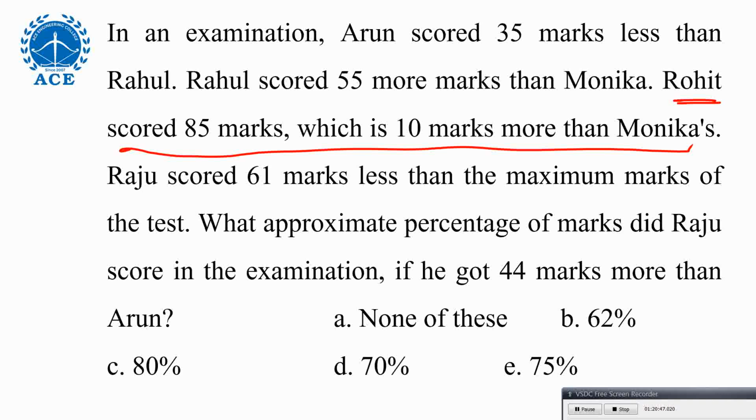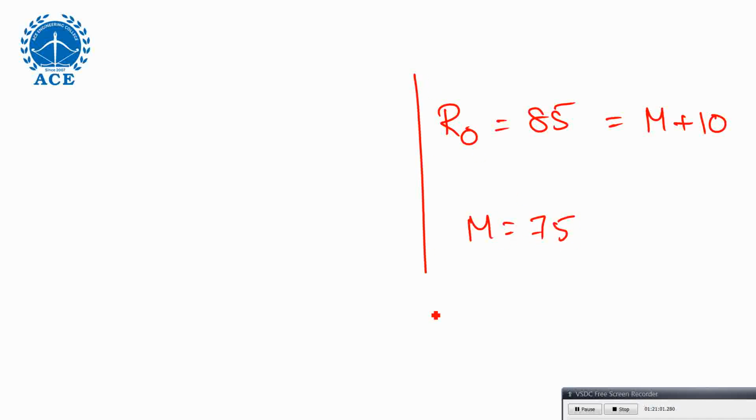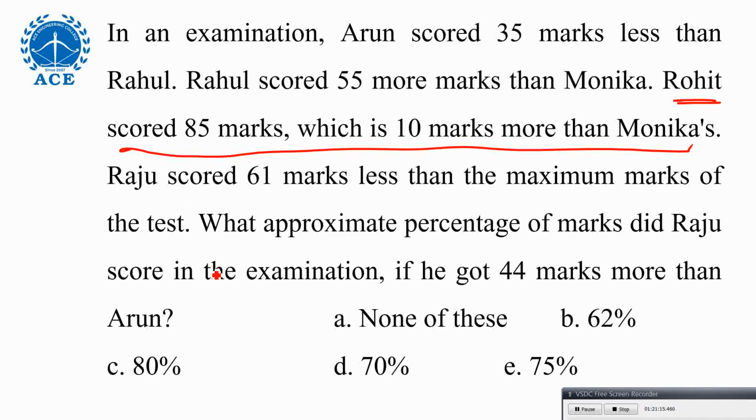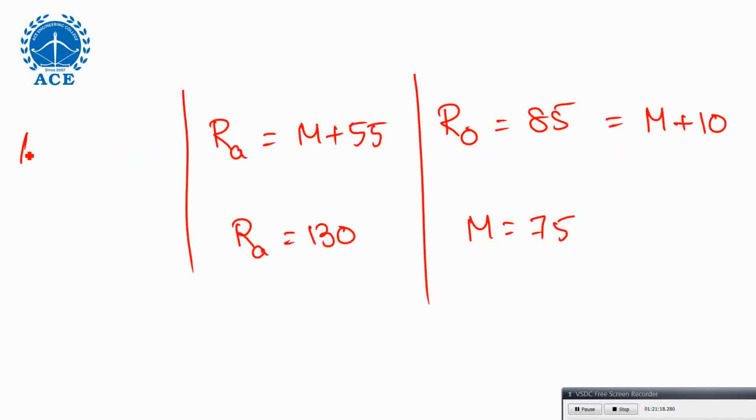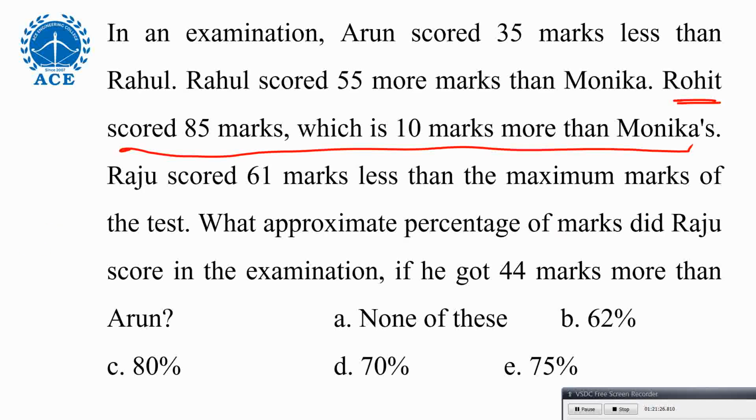From that Arun you can find. Everything is linked. Okay, you know Rohit is 85 here. Rohit, I am writing RO. Rohit is 85. Rohit is 10 more than Monica. So Monica will be 75. And they given Rahul is 55 more than Monica. So Rahul will be 130. Arun is 35 less than Rahul. We will get 95. Okay. Still, the question is not completed.